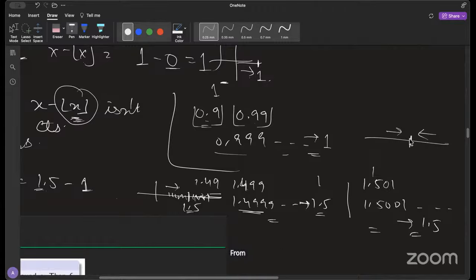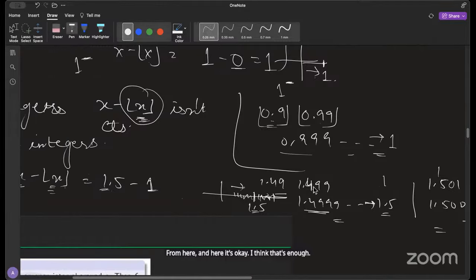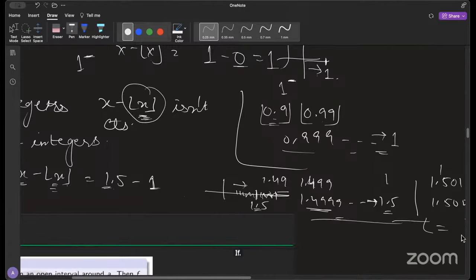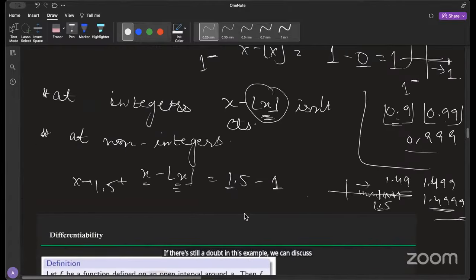From here and here, it's okay. I think that's enough. If there's still a doubt in this example, we can discuss that. Otherwise, we can move on to the next thing.